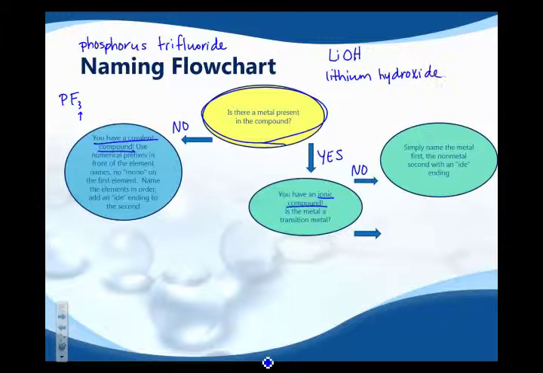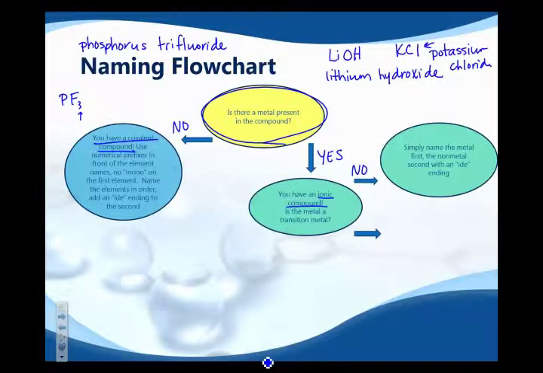If I had, for instance, KCl, where my second element was not a polyatomic ion, then I name it with an -ide ending. So for instance, this one would be potassium chloride. And there's a full list of the names of the anions in the naming ionic compound formula videos. So if you didn't catch that, go back and check that out.